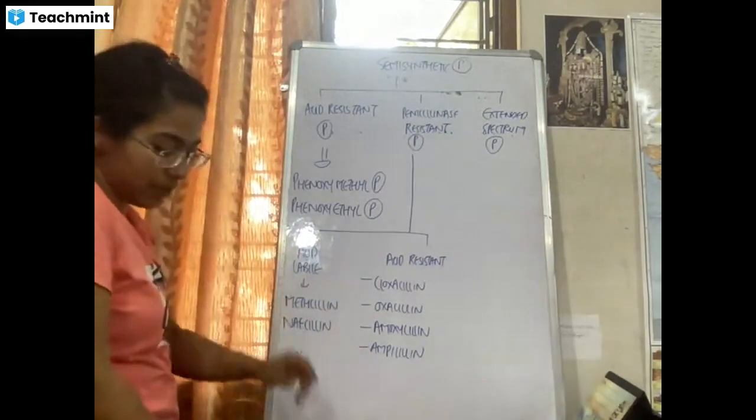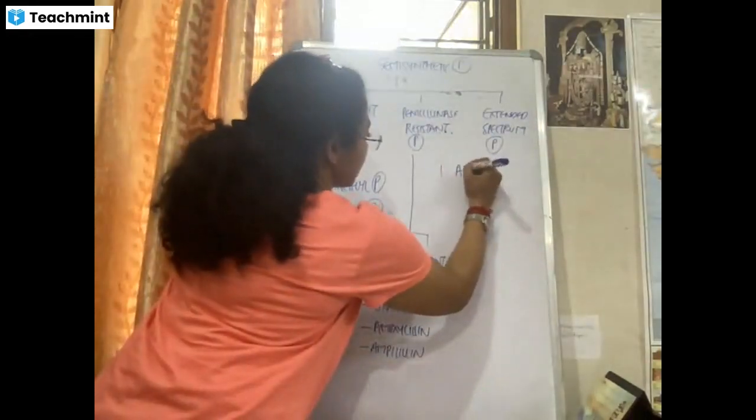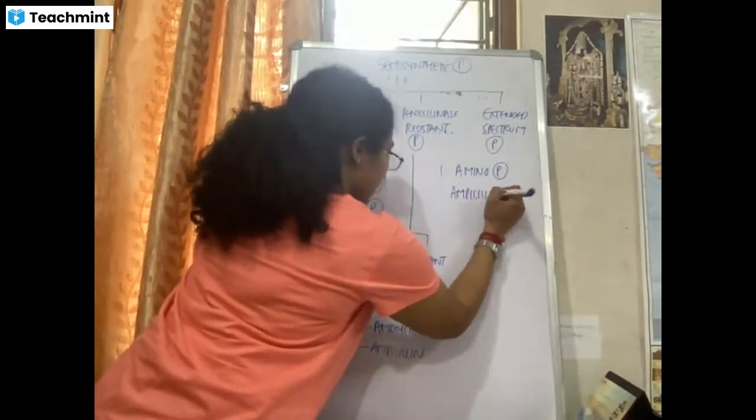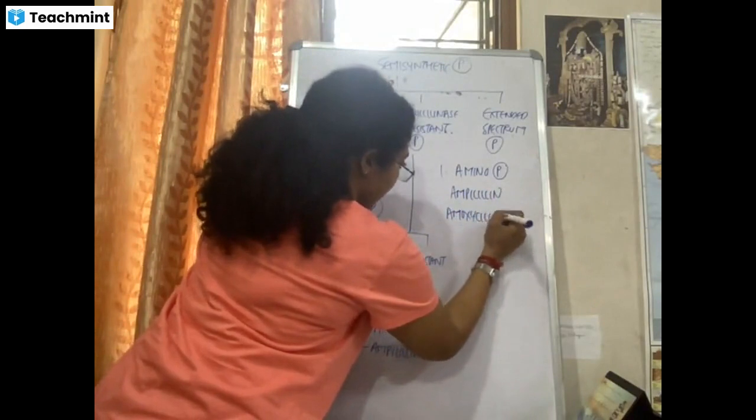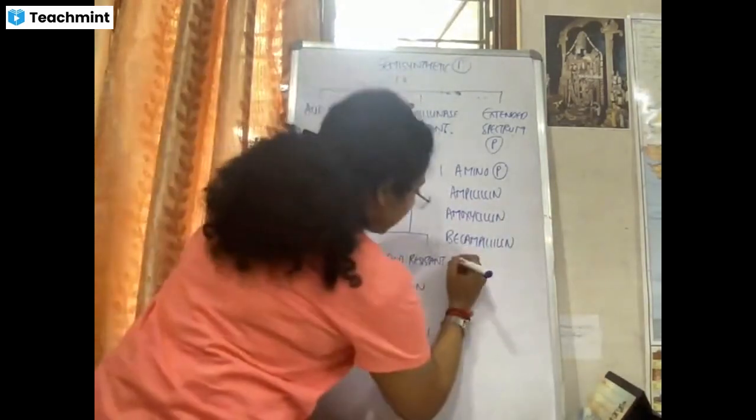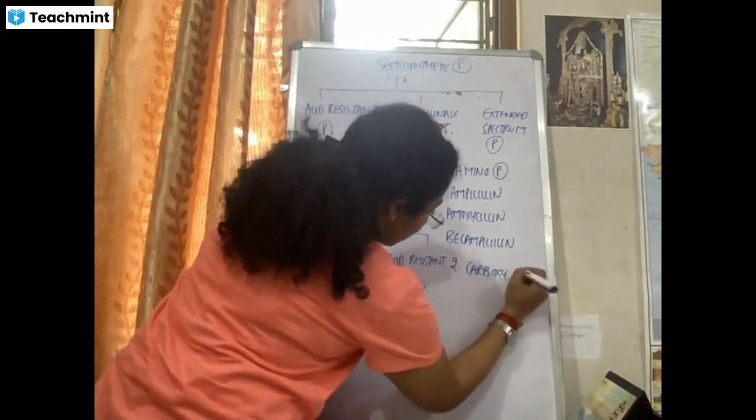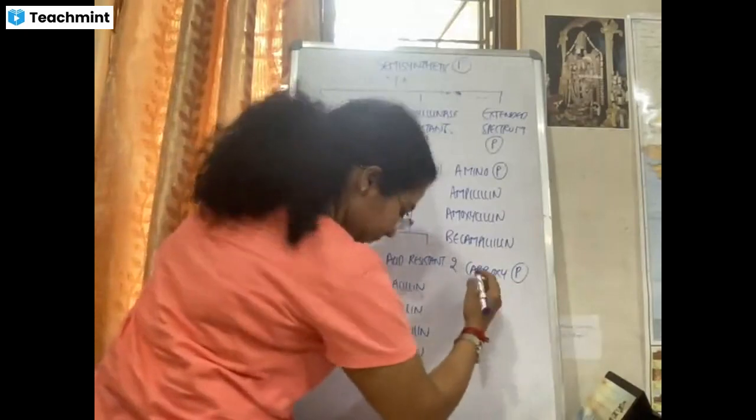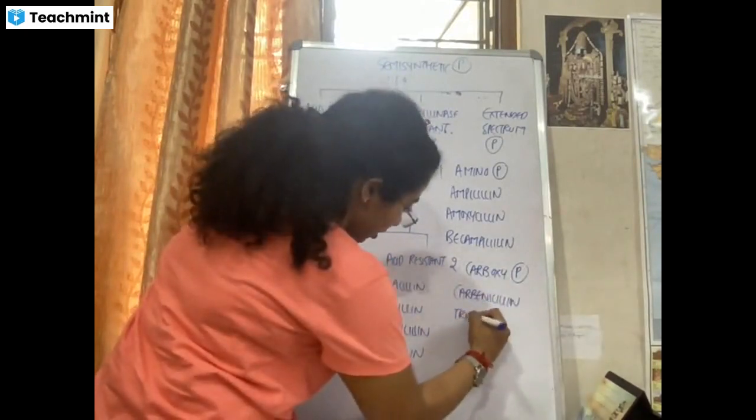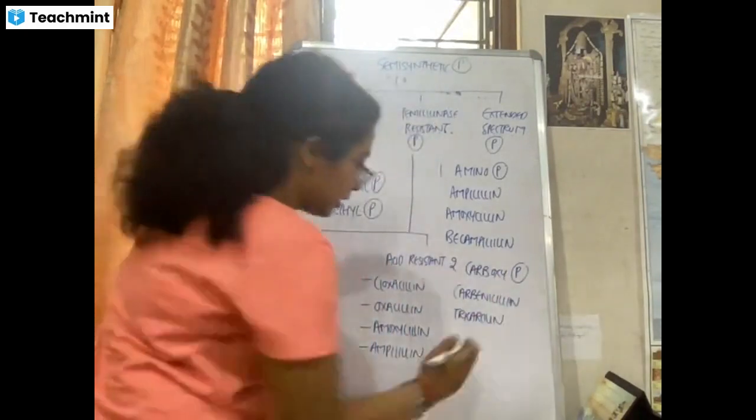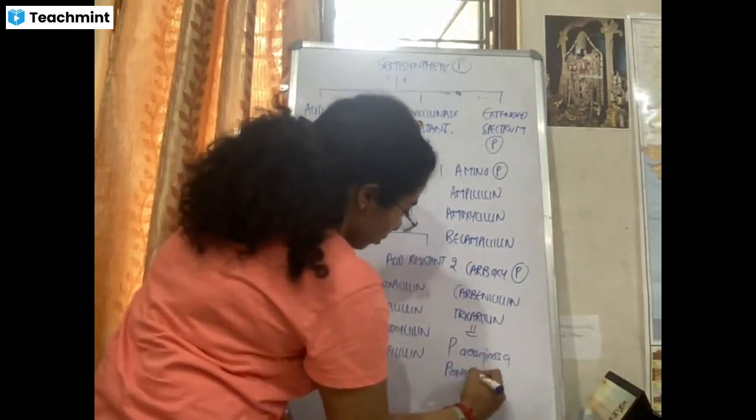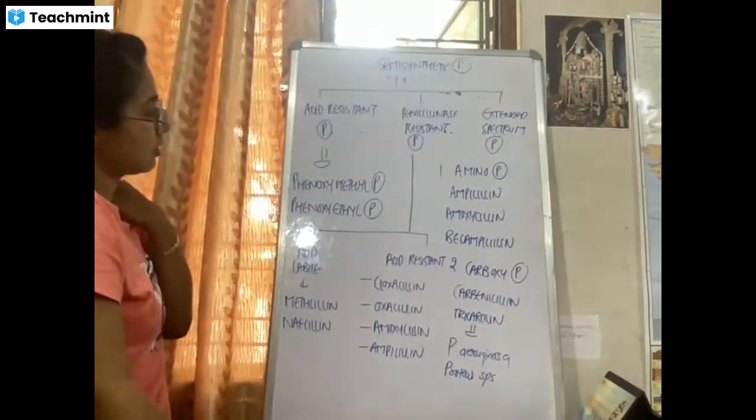Now in the extended spectrum penicillin, again classes are divided. The first class is the aminopenicillin: ampicillin, amoxicillin, and decampicillin. The second class is carboxypenicillin: carbenicillin and ticarcillin. These are effective against Pseudomonas aeruginosa and Proteus species.